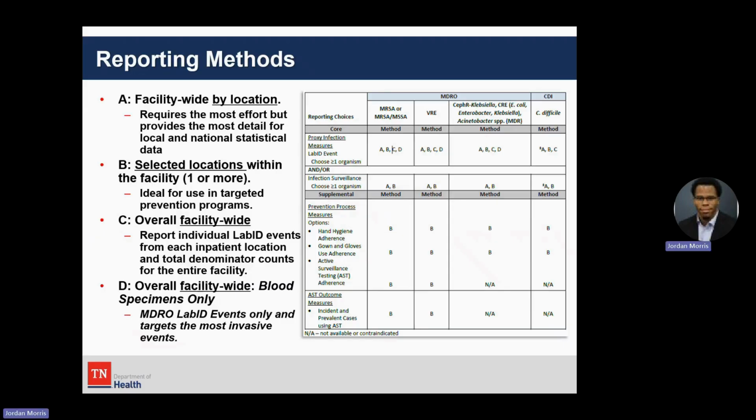Finally, option D is similar to option C, but it focuses on blood specimens only. This method is available for MDRO LabID events only and targets the most invasive events. Report individual LabID events from each inpatient location and total denominator counts for the entire facility.